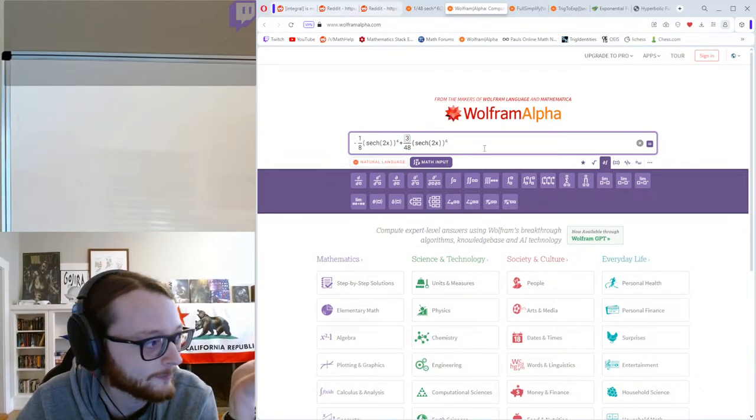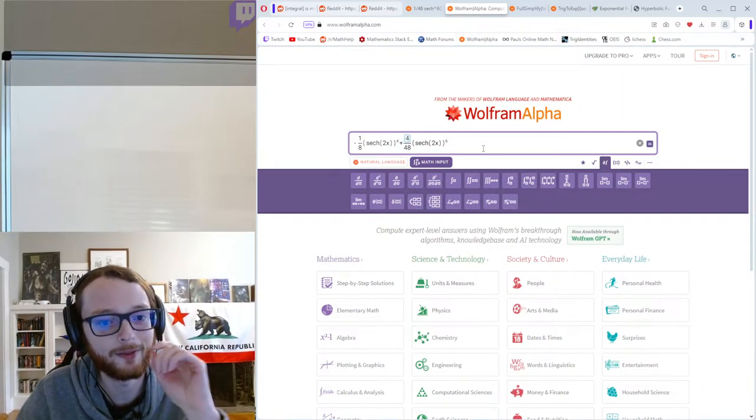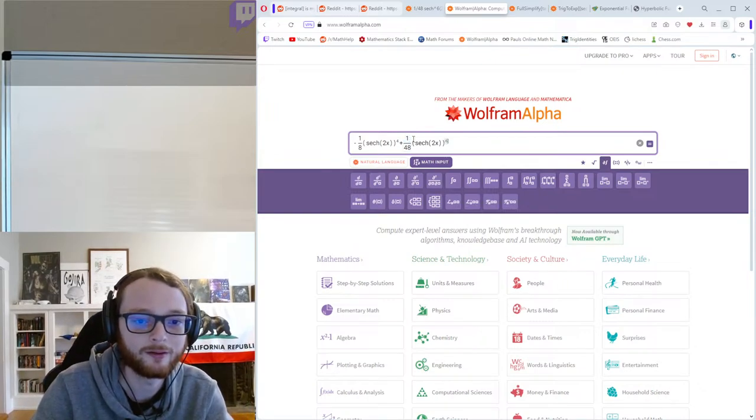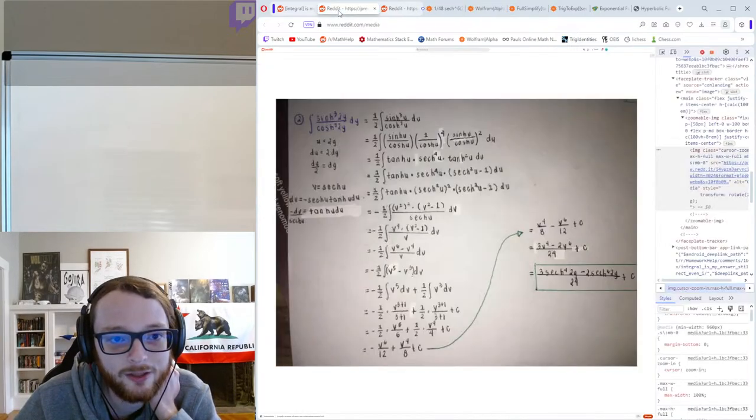And 3 over 48 simplifies to... Didn't I just say that was... it's 4 over 48. That's why I was getting confused. 4 over 48 simplifies to 1 over 12. Okay. And I think that matches, because you get 1 over 8 secant to the 4th.